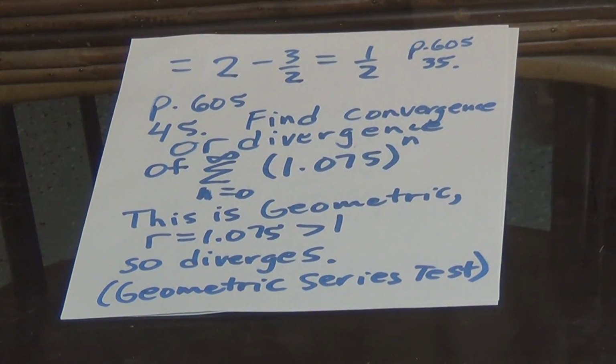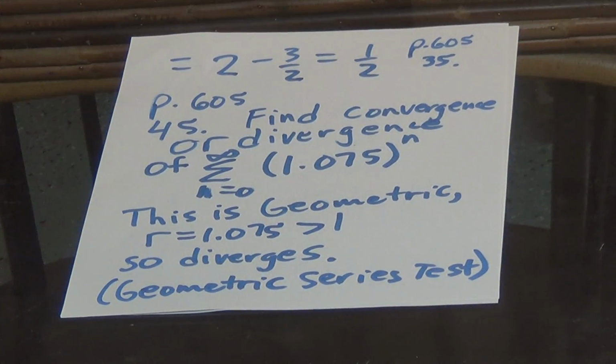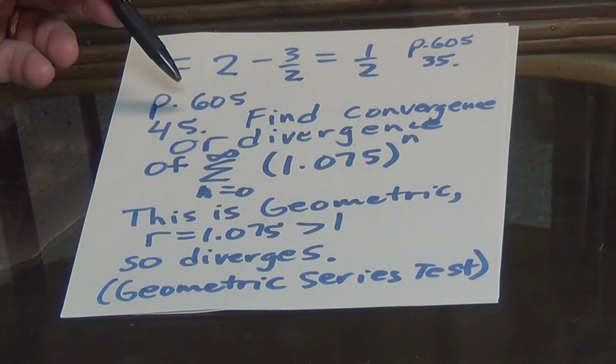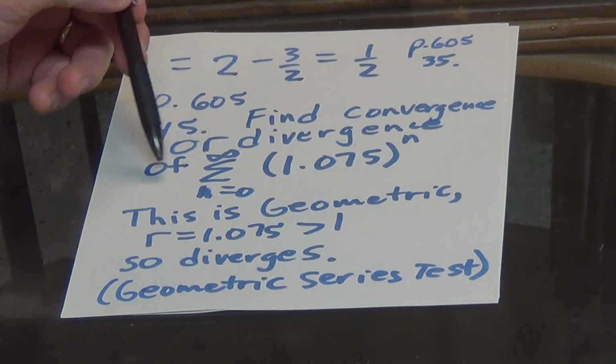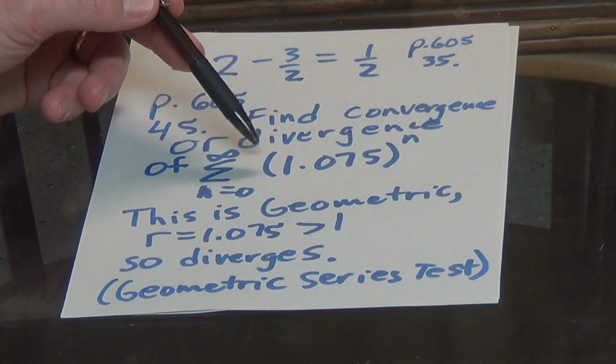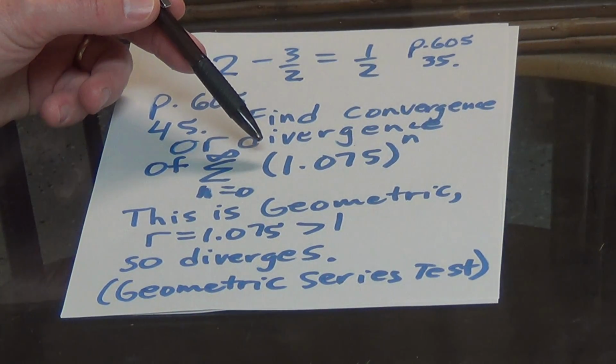Okay, this is section 9.2, part 4. This will be a short one because there's not much left. Last example I did, page 605, number 45. Find the convergence or divergence of the sum as n equals 0 to infinity of 1.075 to the n.